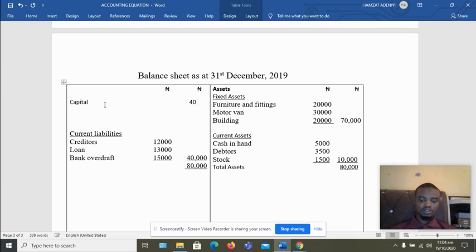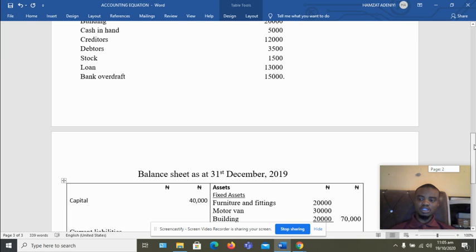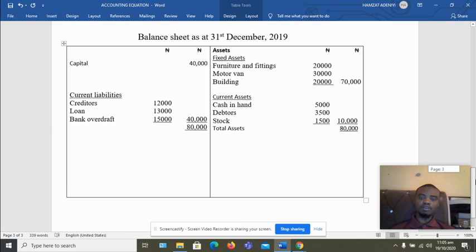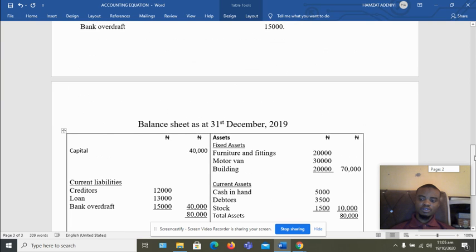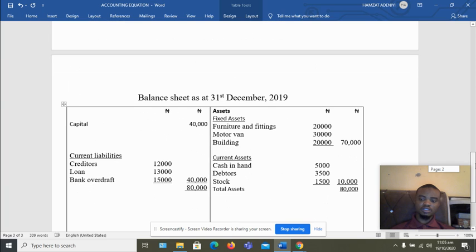Let's insert it immediately: 40,000 naira. It's as simple as that. This is the simple balance sheet equation using the accounting equation. With this, you have solved this particular question without any iota of doubt or confusion. So you'll be given a class exercise to practice this by yourself.